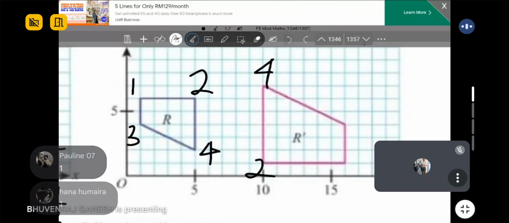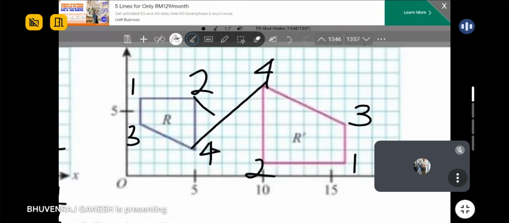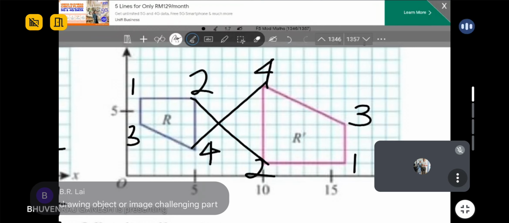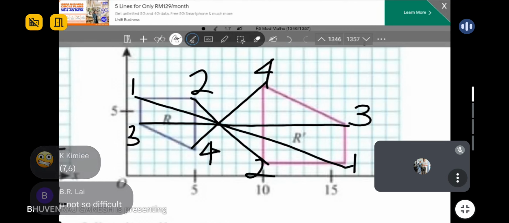Yes, 1. So this one is 3. So now, kamu hubungkanlah yang sama nombor. Just connect the line. Okay, so 1 and then 2. Okay, wait. Sometimes it's not so accurate. 2 and then 3 and then 1. So guys, can you see the center?